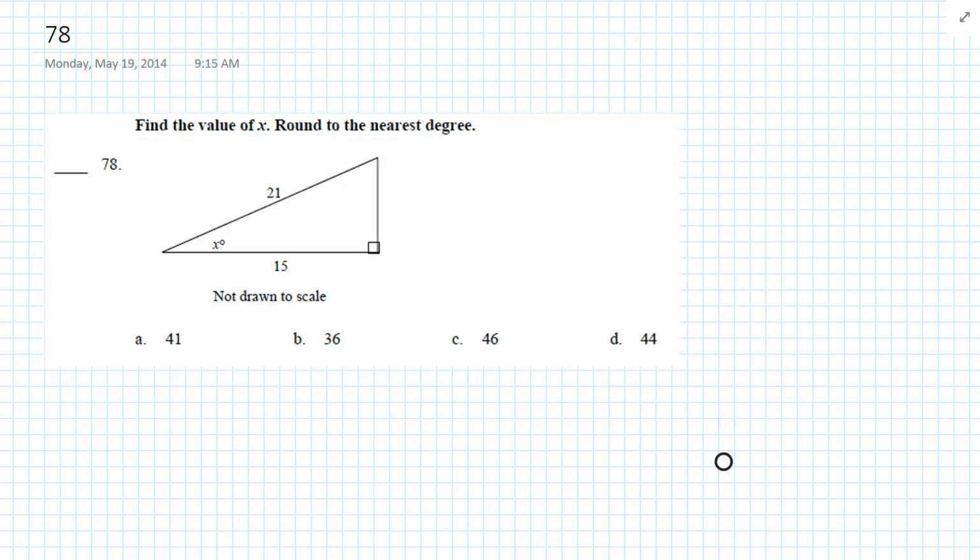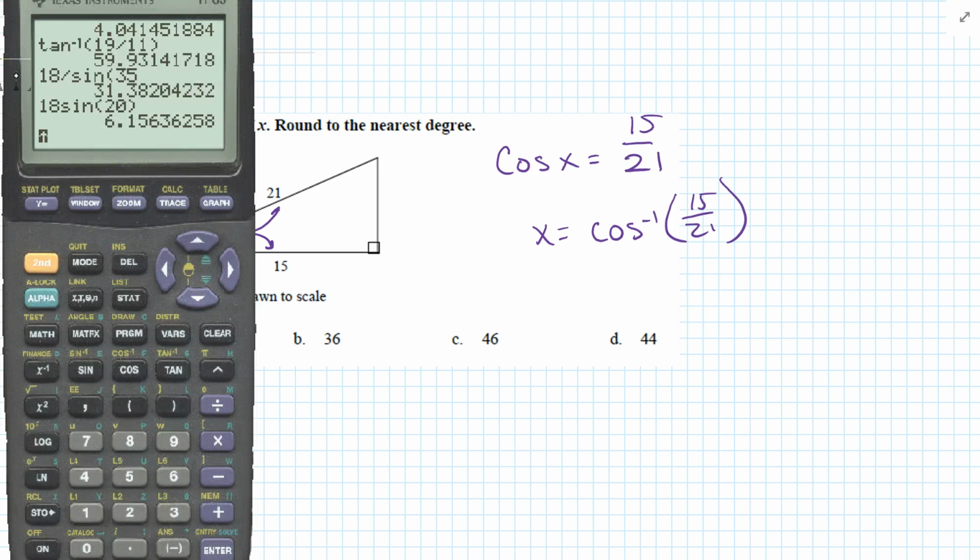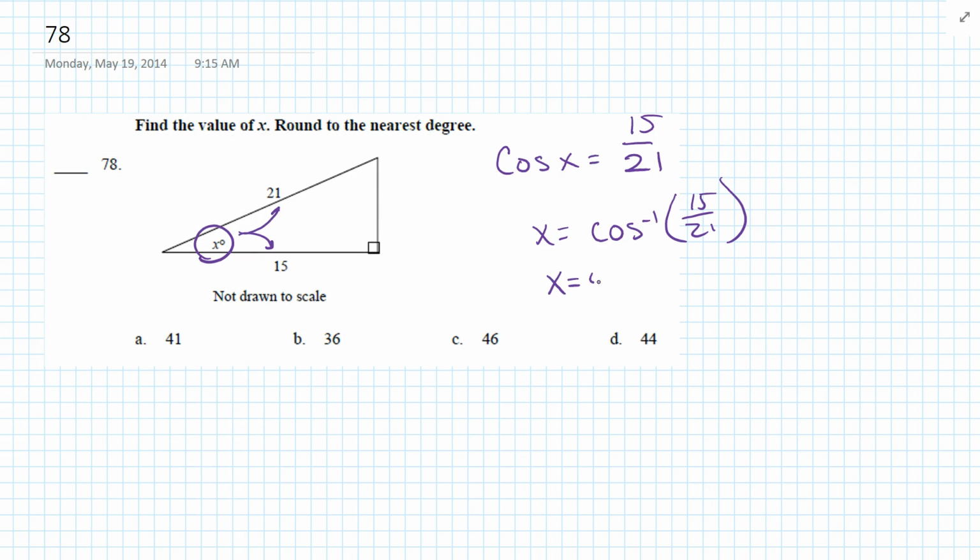78. Find the value of x. So I know this angle. I'm trying to find this angle. I know adjacent and hypotenuse. So that's the cosine of x equals adjacent over hypotenuse. So x equals the inverse cosine of 15 over 21. So second cosine of 15 divided by 21. 44.4 degrees. So x equals 44.4. Answer is D.